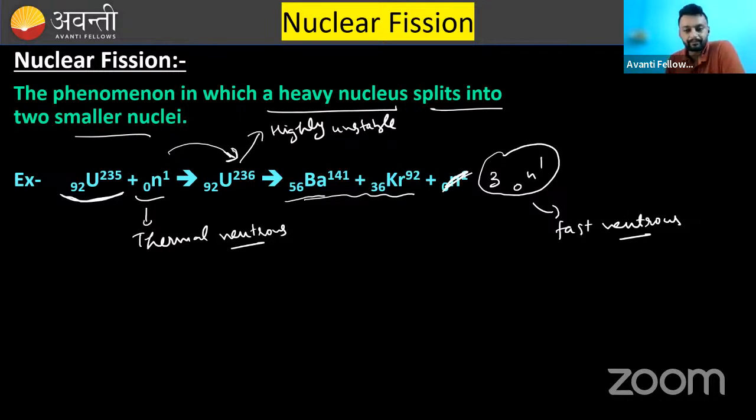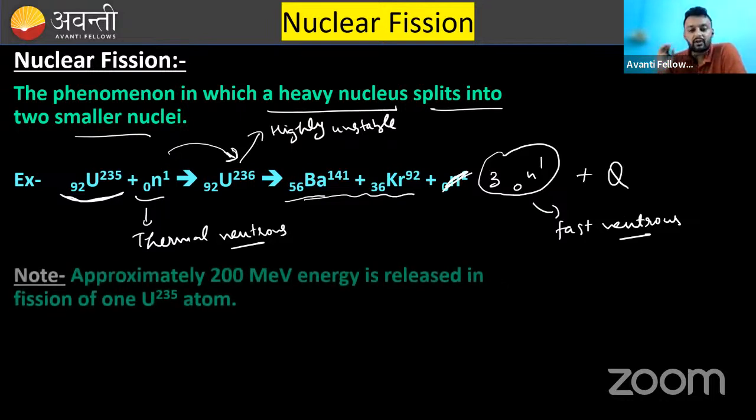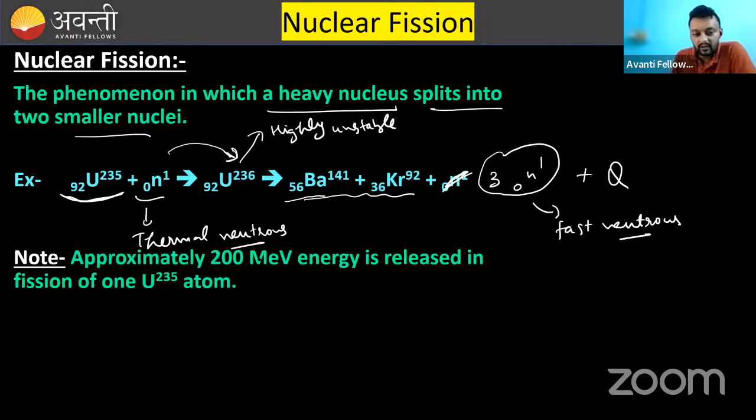called fast neutrons. And in the process, some energy is also released, and this energy is of the order of 200 mega electron volt by fission of one nucleus of 235. Mark my words. In a sample, there are millions of nuclei of 235. So you can estimate the amount of energy that is going to be released, and this is the basic phenomenon behind the nuclear bomb.